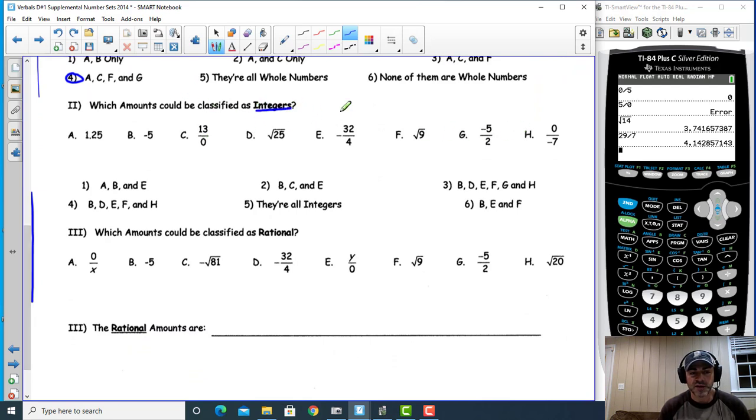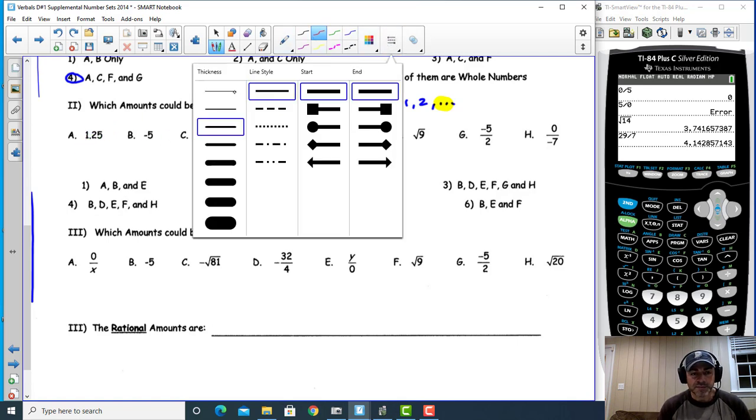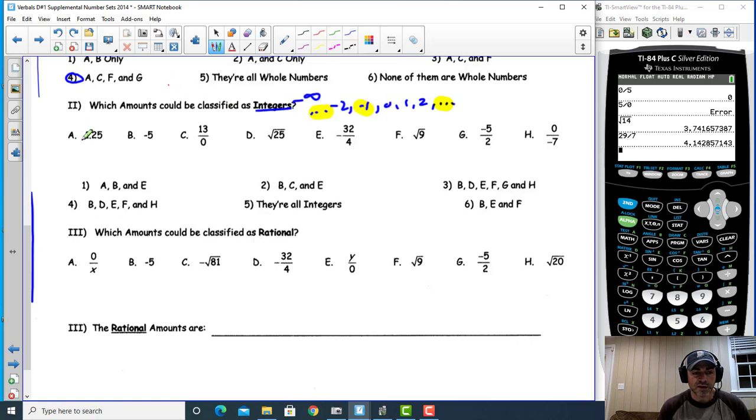Which amounts can be classified as integers? That requires you to remember that the integers are the whole numbers from above, starting at 0 and going on to infinity, and their opposites. The opposite of the whole numbers are the negative whole numbers, and that goes back to negative infinity. 1 and 2500ths clearly is not a whole number or its opposite because there's a partial value attached, so therefore it is not an integer. That would not be an integer solution. Negative 5 is the opposite of positive 5.